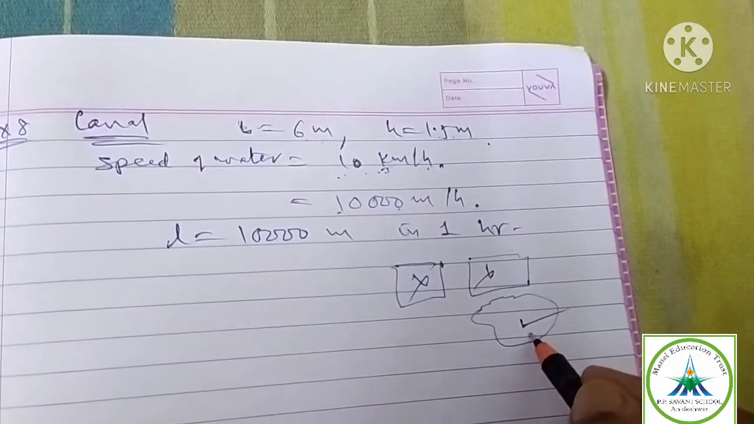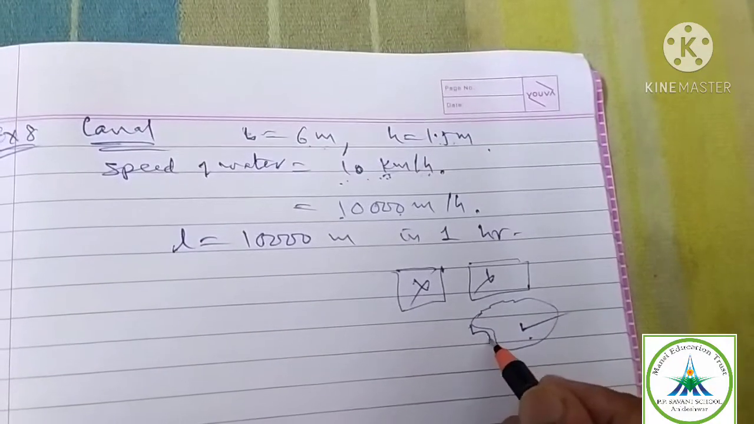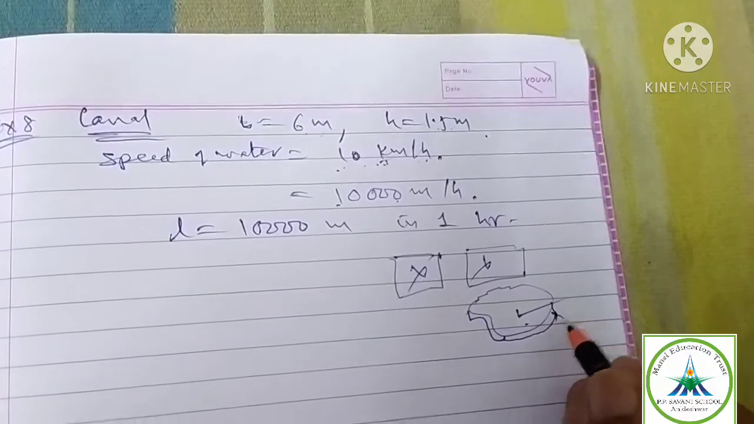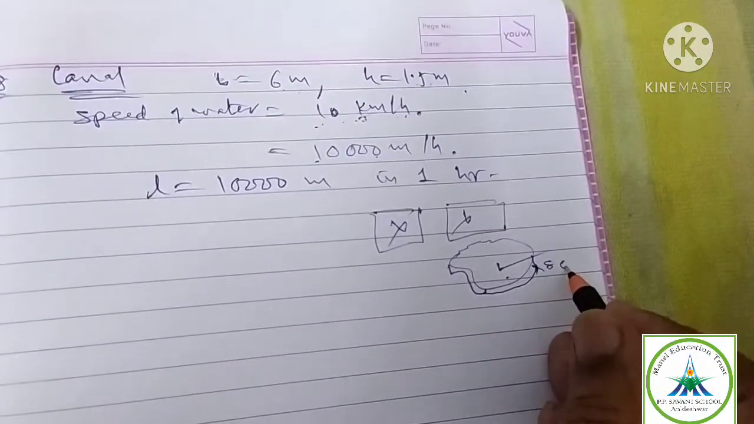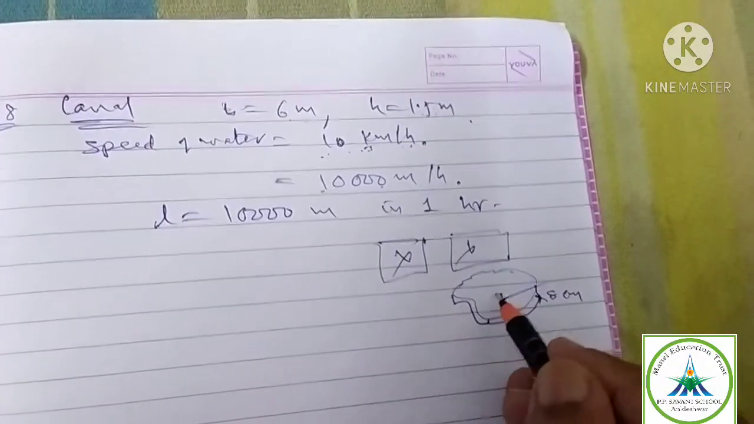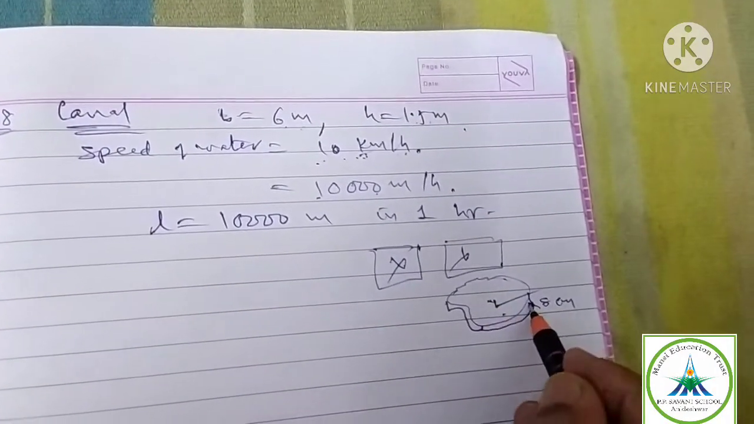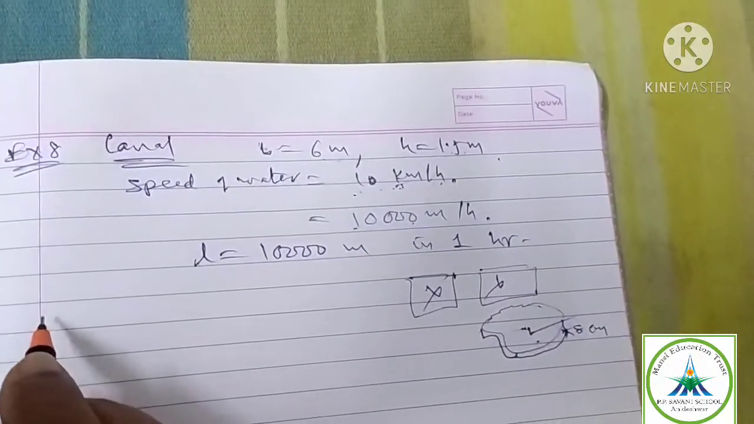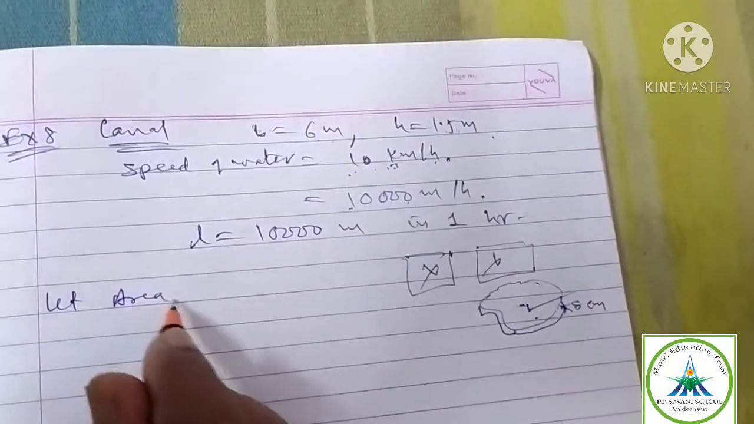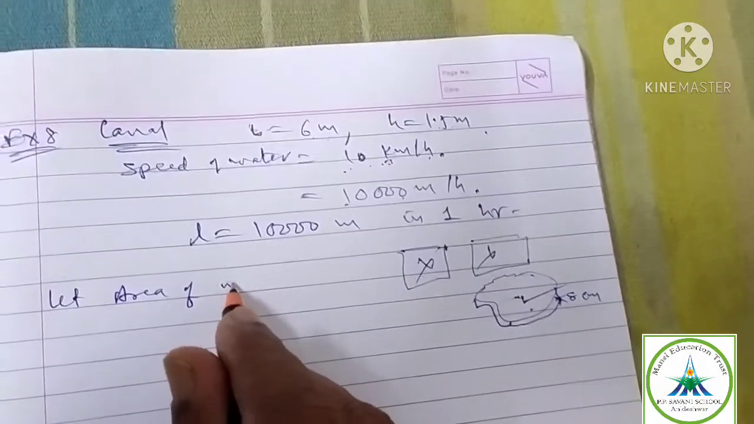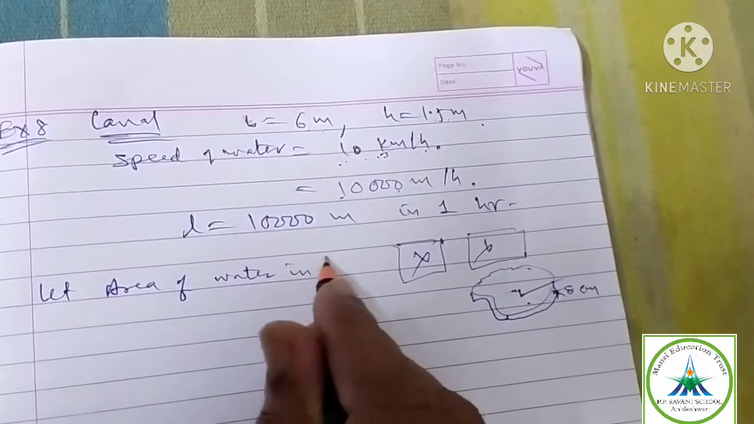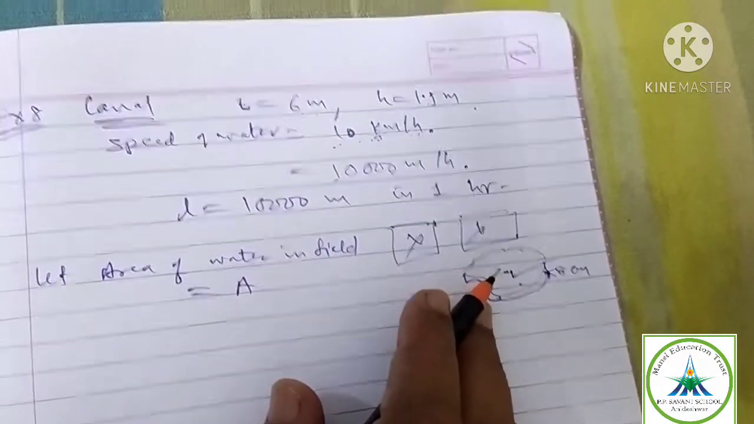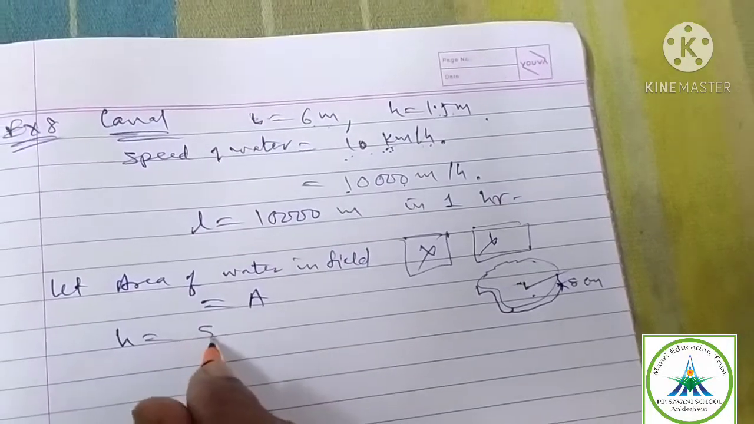It is always irregular, but its height is well defined. Height is told to us. What is the height? 8 centimeter. This top is what? Area. So if we take area multiplied by height, we get the volume of the water in the field. Got it? So let the area of water in the field be equal to capital A, because that is irregular, and height equal to 8 centimeter.